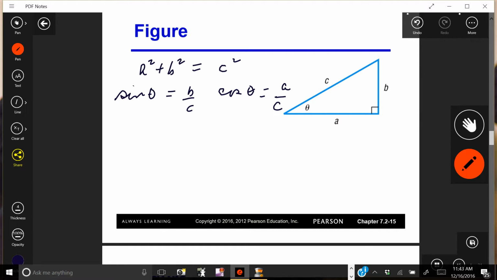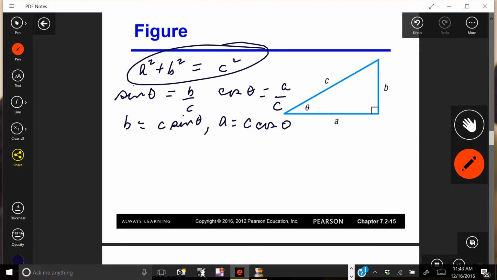So that means b is equal to c sine of theta, and a is equal to c cosine of theta. Plugging a and b into the Pythagorean theorem, we get a squared is equal to c squared cosine squared of theta. B squared is c squared sine squared of theta, and that equals c squared.